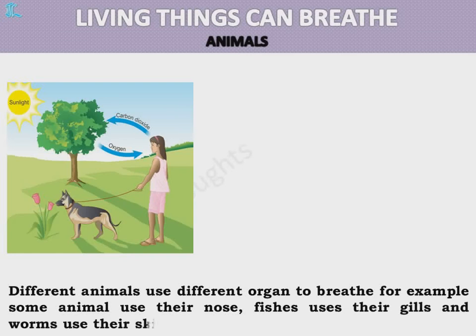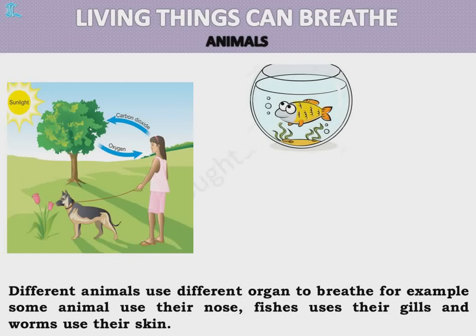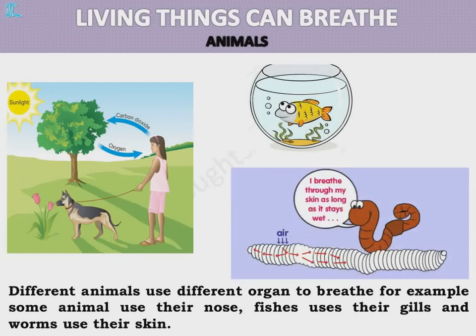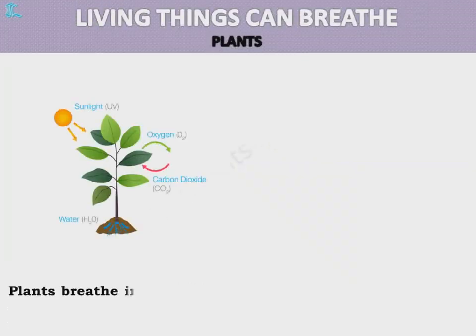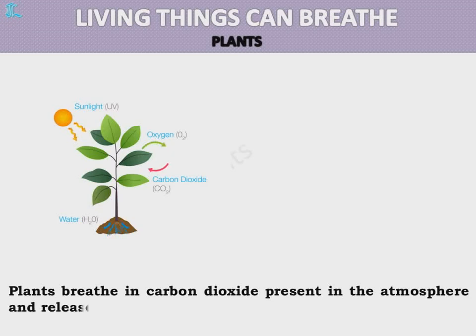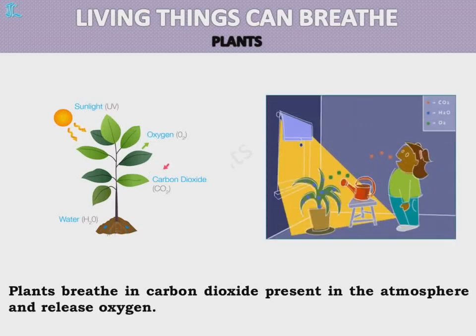For example, some animals use their nose, fishes use their gills, and worms use their skin. Plants breathe in carbon dioxide present in the atmosphere and release oxygen.